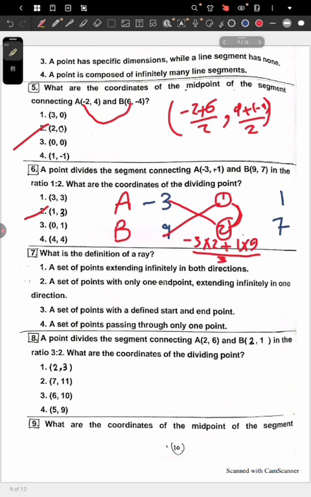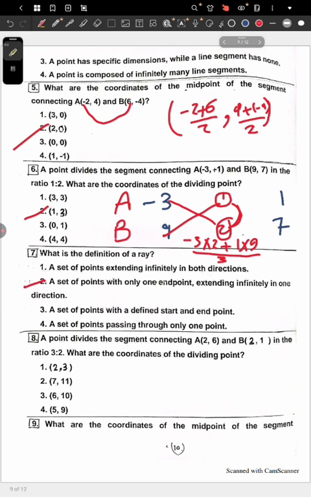That's number 2. What's the definition of a ray? A set of points extended infinitely in both directions. That's wrong. A ray is a set of points starting from only one point and extended infinitely in one direction. That's right.